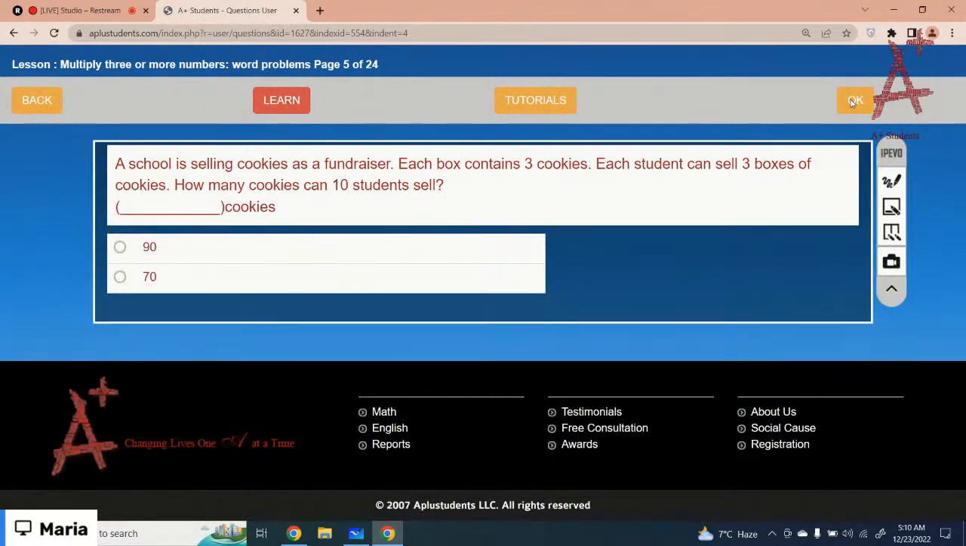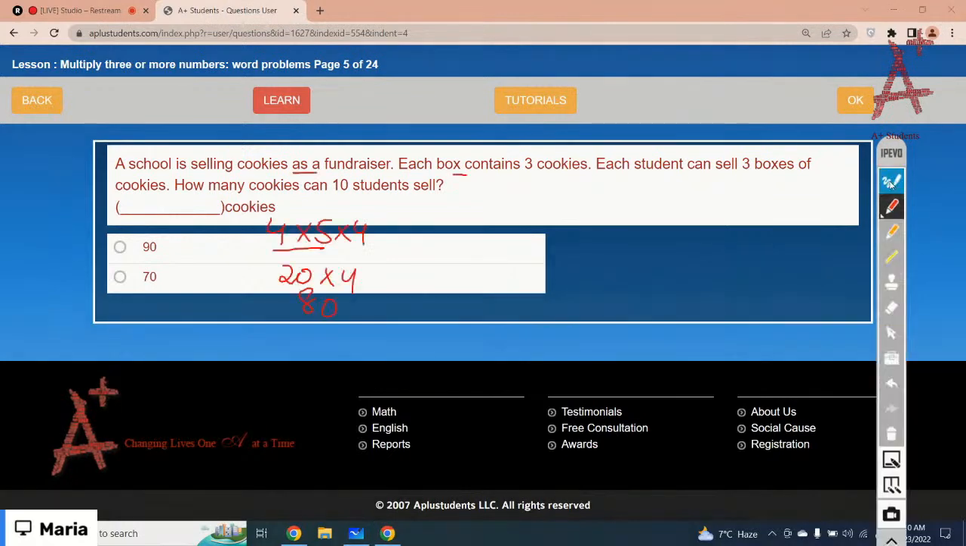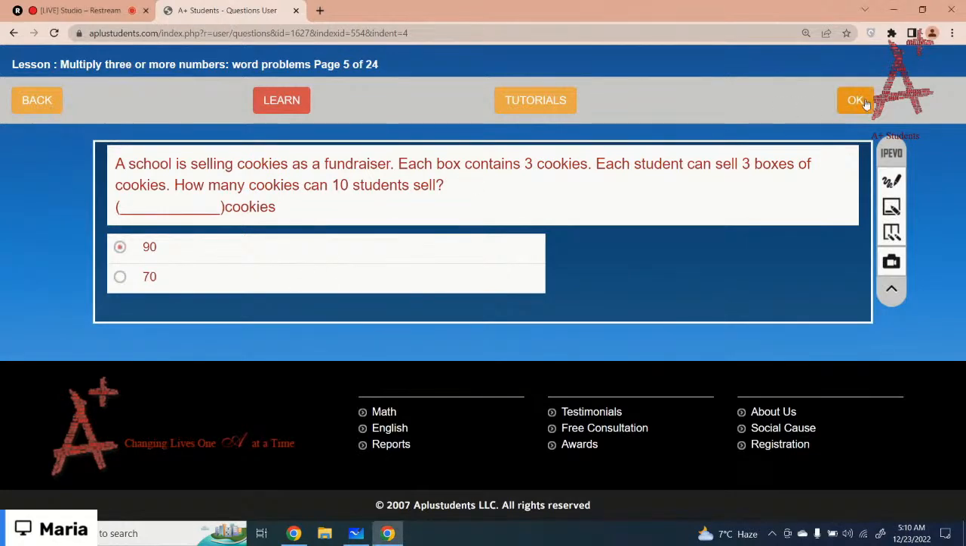Okay, a school is selling cookies as a fundraiser. Each box contains 3 cookies. Each student can sell 3 boxes of cookies. How many cookies can 10 students sell? Got it? 3 cookies, 3 boxes, and 10 students. So you have to do 3 times 3 is 9, and 9 times 10 is 90. That means 10 students can sell 90 cookies. Got it? So just select the correct option, then click on the OK button. Got it?